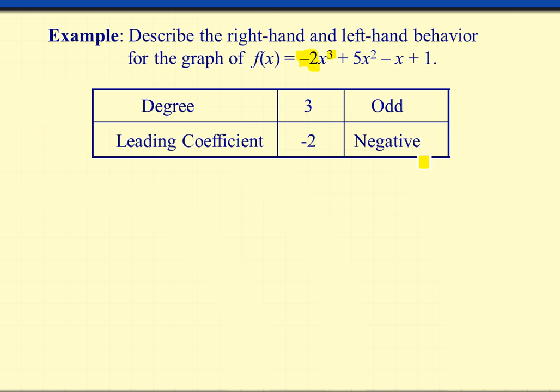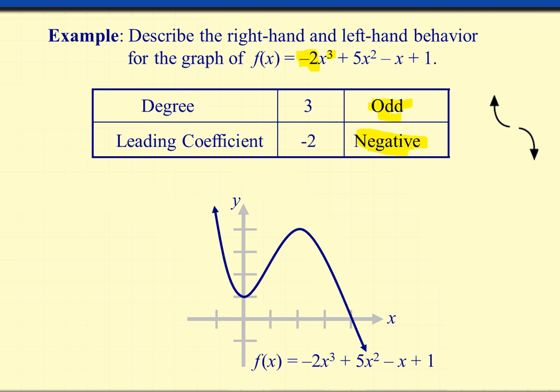Let's summarize this. The degree is 3. We care only about the fact that that's odd. And the leading coefficient is -2. We care only about the fact that that's negative. So that would be like y equals -x cubed. The left has to point up, and the right has to point down. And that's the way I would indicate that. The left is going to point up, the right's going to point down. I'm not sure what is happening in between yet, but I know on the left it points up and on the right it points down. And in fact, this is what the graph would look like.